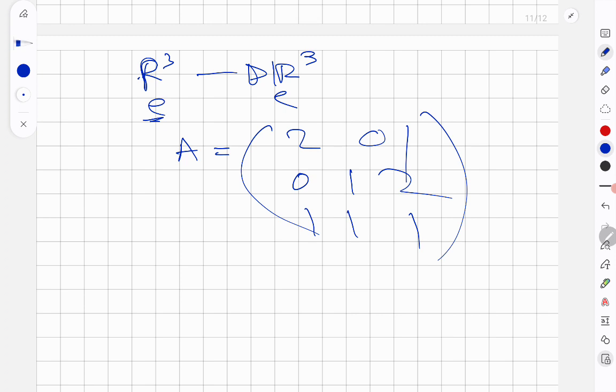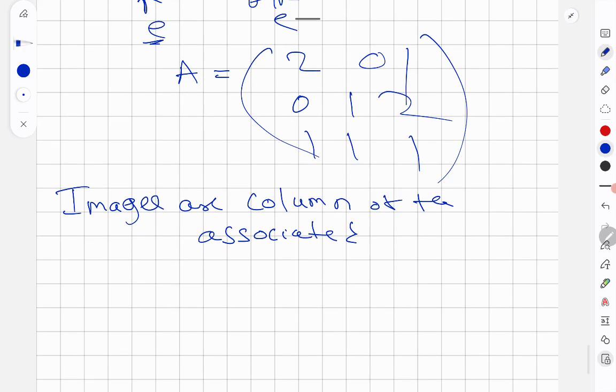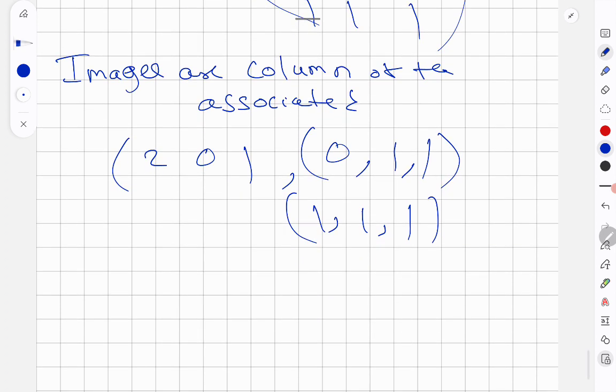So instead of doing anything, you can say the images are the columns of the associated matrix. So I can say 2 0 1 like this, then 0 1 1, then 1 1 1. Wait, it's not finished yet. You have to check whether they are linearly independent or not.